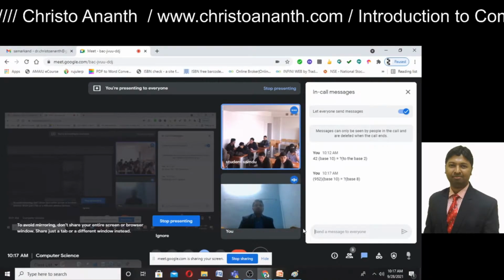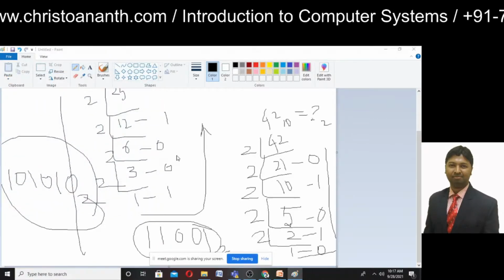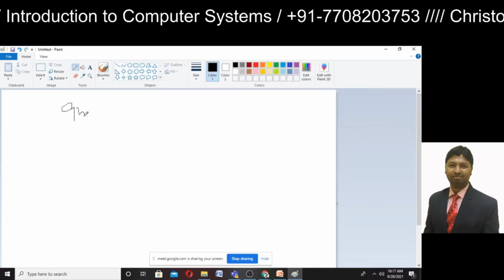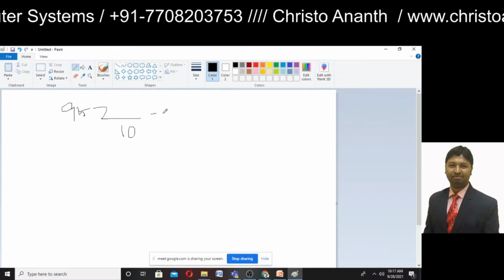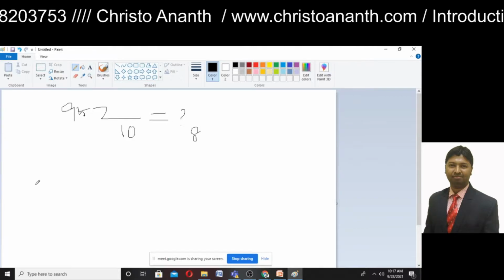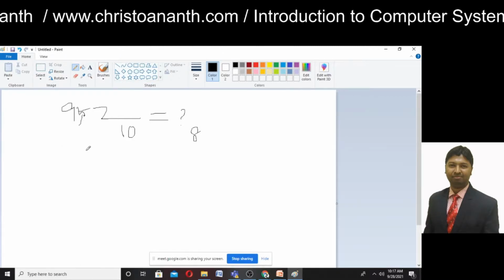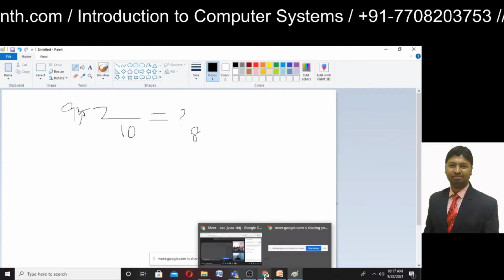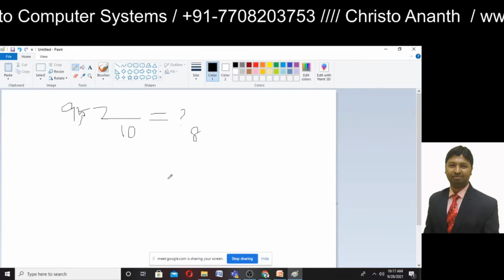Okay, how do you solve this problem? In your chat window: 952 to the base 10 equals what to the base 8? Teacher, give me some. It is there in your chat window. 952 to the base 10 equals what to the base 8? How do you solve it?